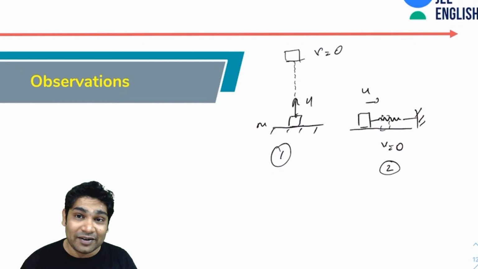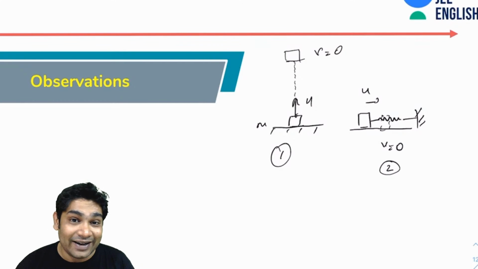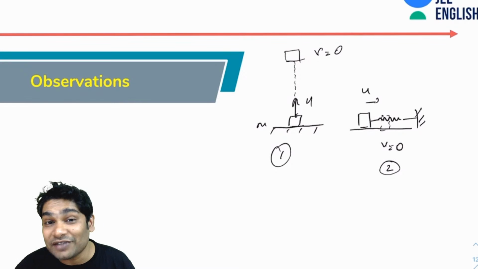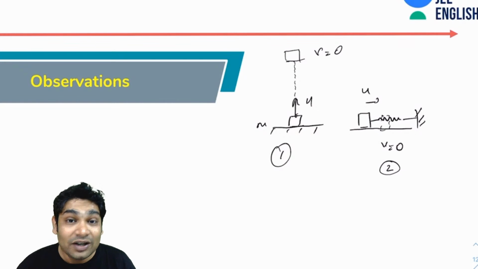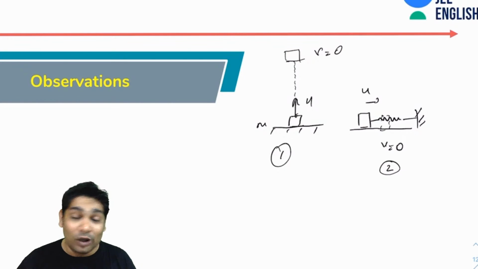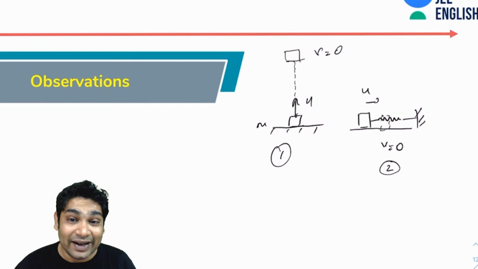So I realized, alright, in both the situations my block had a kinetic energy. Two forces, the force of gravity and the force of spring, do work on it and take away all the kinetic energy from it by doing negative work.